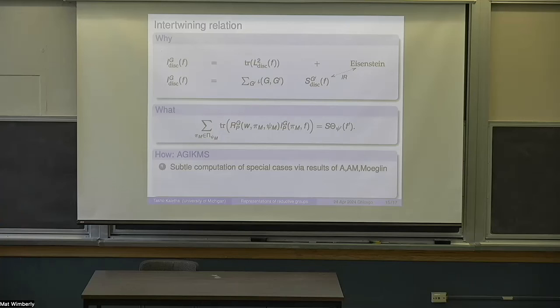Once you have handled these special cases by hand, there is an inductive procedure to amplify this to what are called good parity anti-tempered parameters. And then there is a globalization argument by spreading out along multiple places to handle all non-tempered parameters. So this is about the intertwining relation.